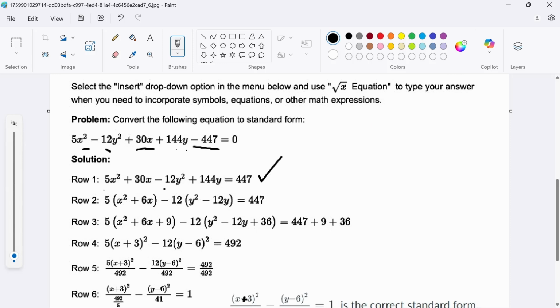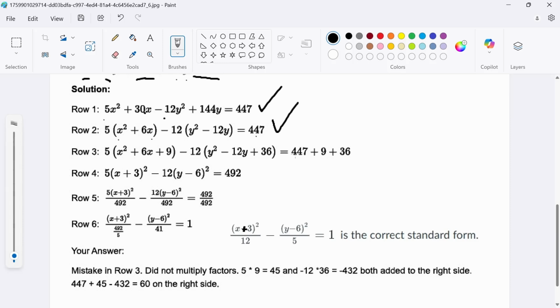So that row is right. Then I factored out 5. 5 times x squared plus 5 times 6 is 30. That's good. Negative 12. 144 divided by negative 12 is negative 12. That is right. Next one, I completed the square, so half of 6 is 3. 3 squared is 9. Half of negative 12 is negative 6. Negative 6 squared is 36.